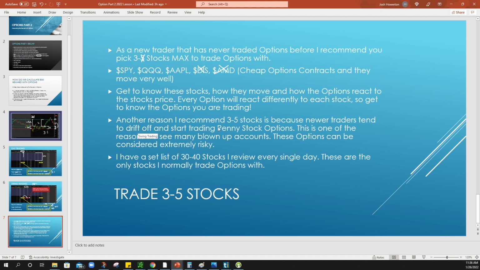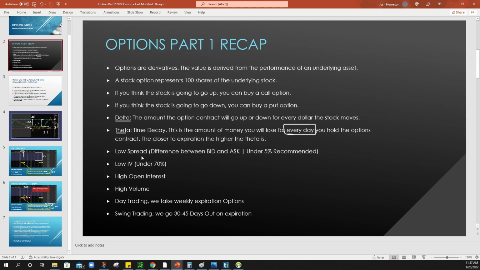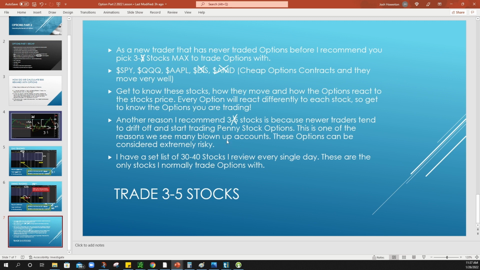Another reason I recommend those 3 stocks is because newer traders tend to drift off and start trading penny stock options. These options can be considered extremely risky, and the reason is that the IV is usually really high. They have low open interest, low volume, and the spreads are massive. That's why they're considered high risk. So I recommend those 3 because it allows you to get to know that stock and know the option, how it's moving, and it's going to prevent you from drifting off to trading options on penny stocks.